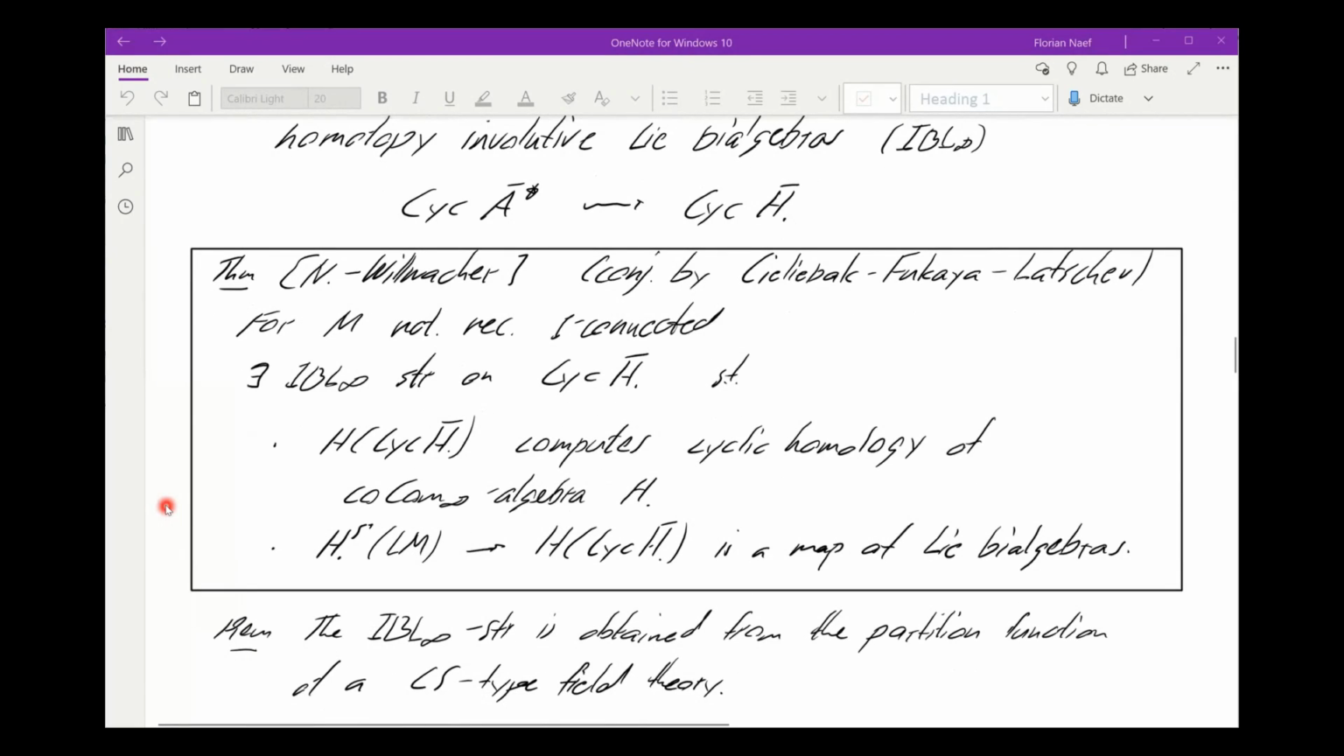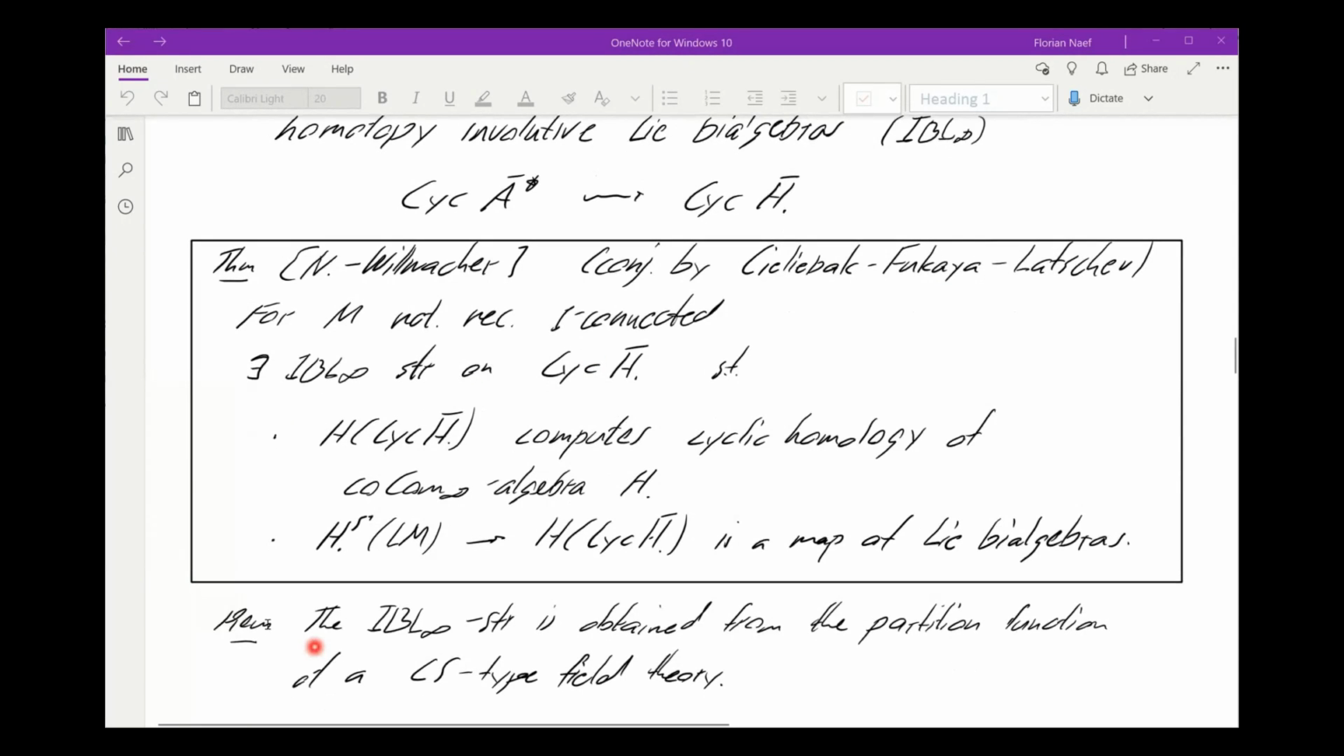Moreover, this theorem was conjectured in the paper about involutive Lie algebras by Sullivan, Foucault, and Lachev, and they already gave some kind of hint of how one is supposed to obtain this IBL infinity algebra, and that's also more or less how it appears in our proof. Namely, it is constructed using the partition function of a Chern-Simons type field theory.